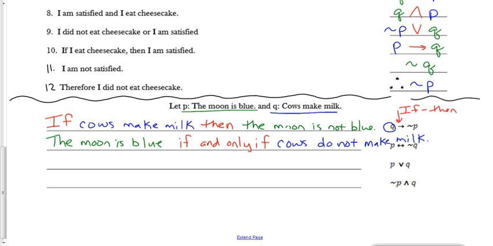The next one, the symbol in the middle tells me that I'm going to have an or, and I'm starting with P. So the moon is blue, or Q, which is cows make milk.